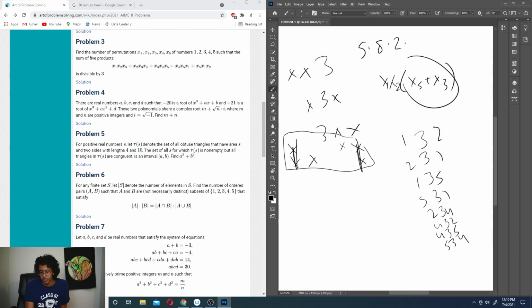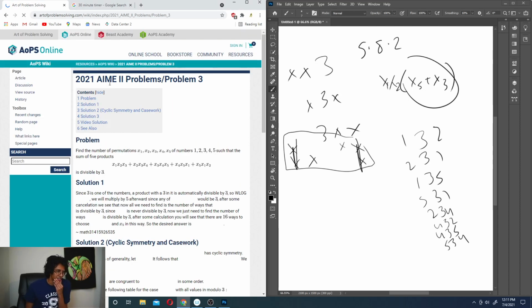So you do multiply by 2, right? Because the remaining 2, it doesn't matter what order you put. So 3 is the only one that's divisible by 3, right? Okay, so 5 times 8 times 2, that's right. Okay, you know what? Let's go with it. If it's wrong, then we gotta actually resolve it, but I'm pretty sure that's right.